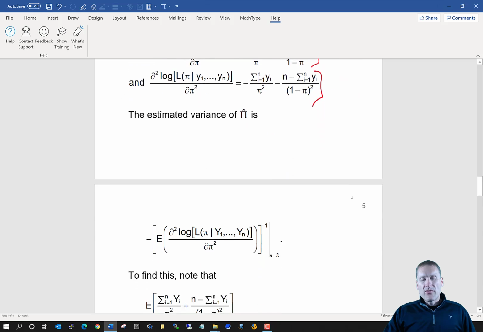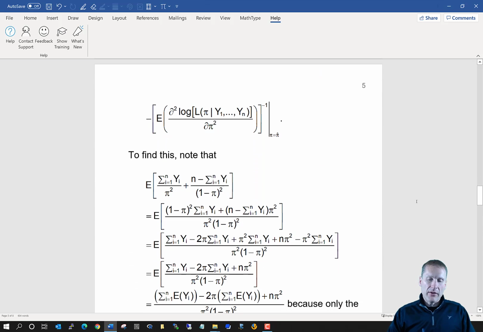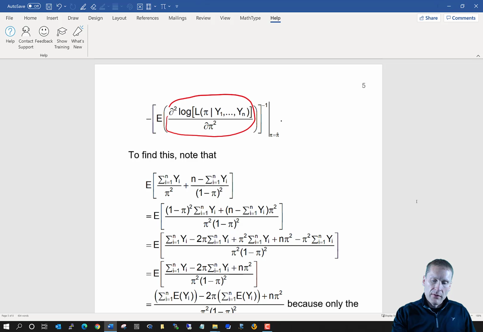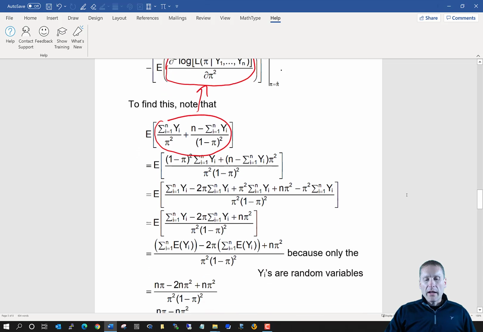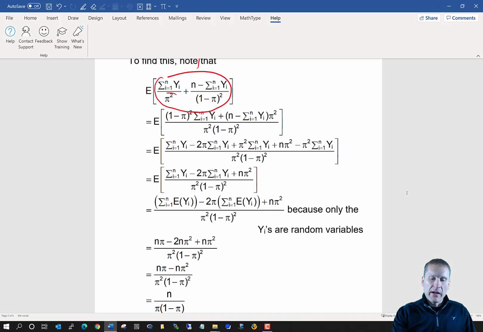So the estimated variance of pi hat can be found by taking that second derivative of the log likelihood function with respect to pi. We plug it in to that expression for the expected value. Then, let's say we just work with that expected value first. What I can do is some algebra. I find a common denominator for these two fractions, do a little multiplication, do some simplification, and then I get to this part here.